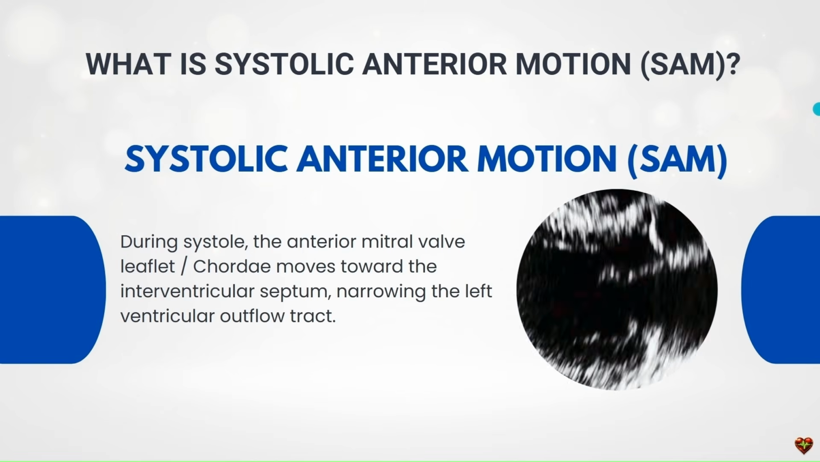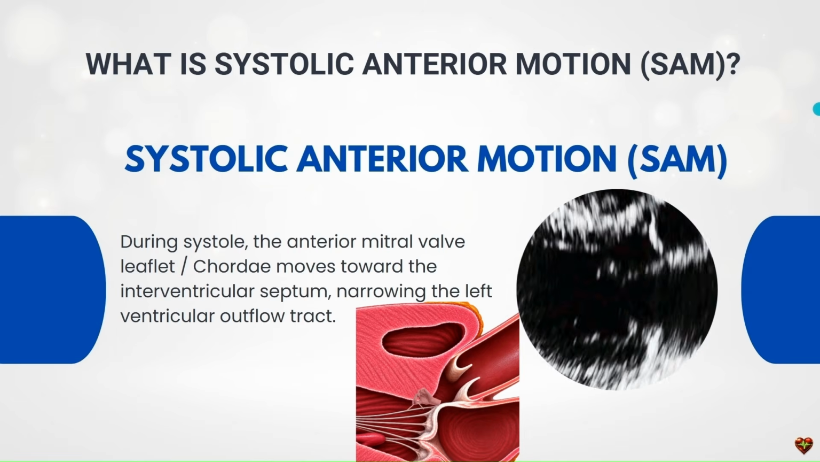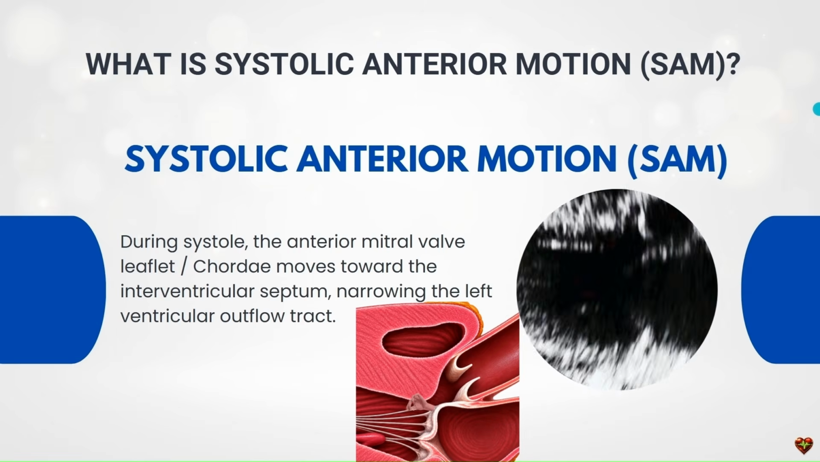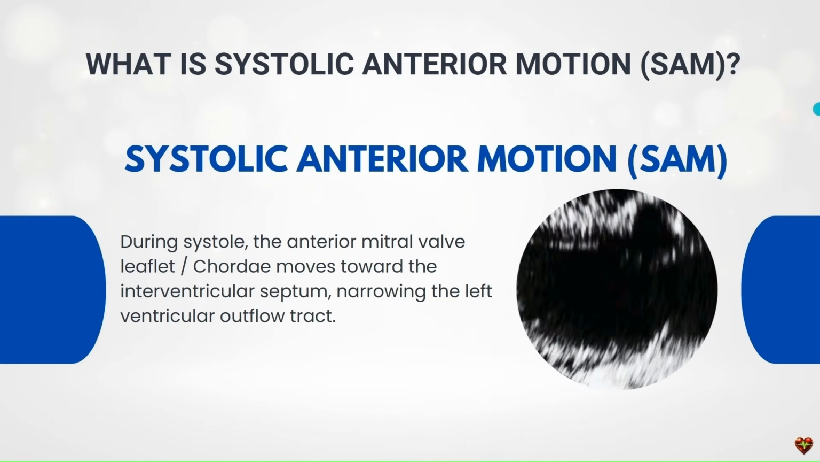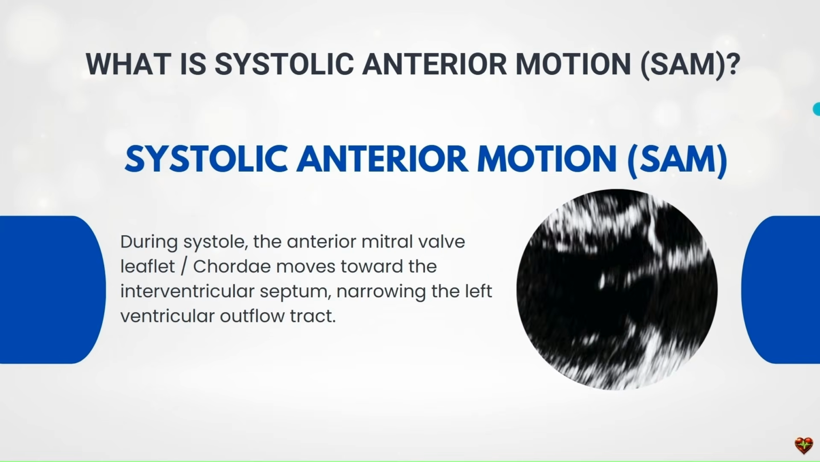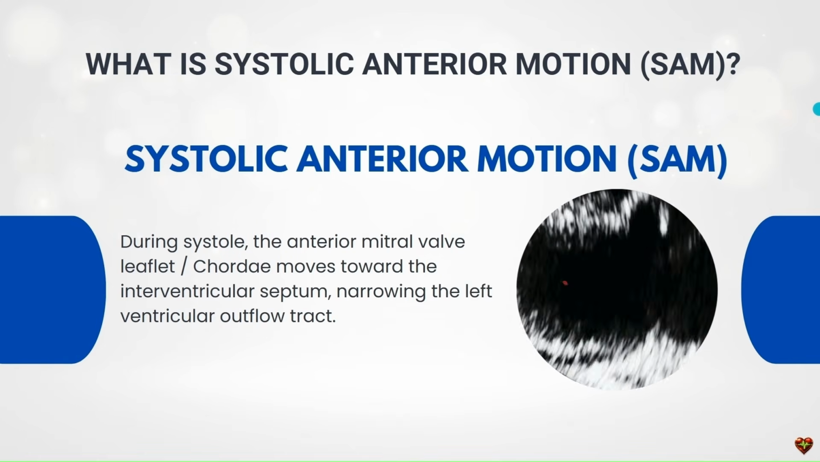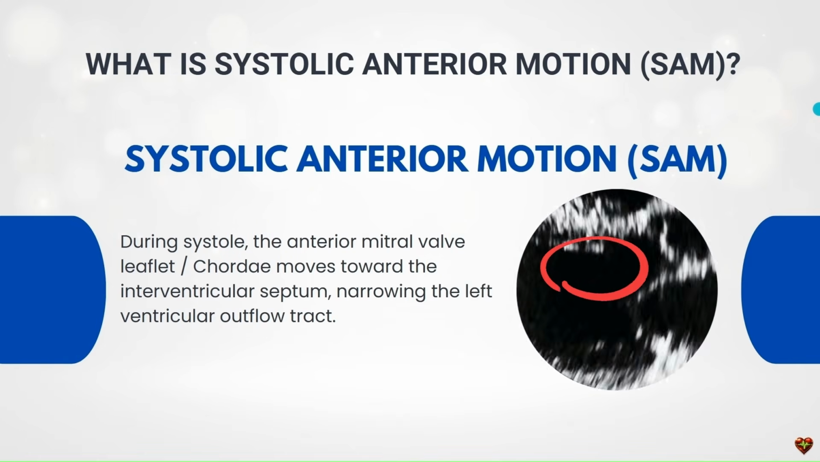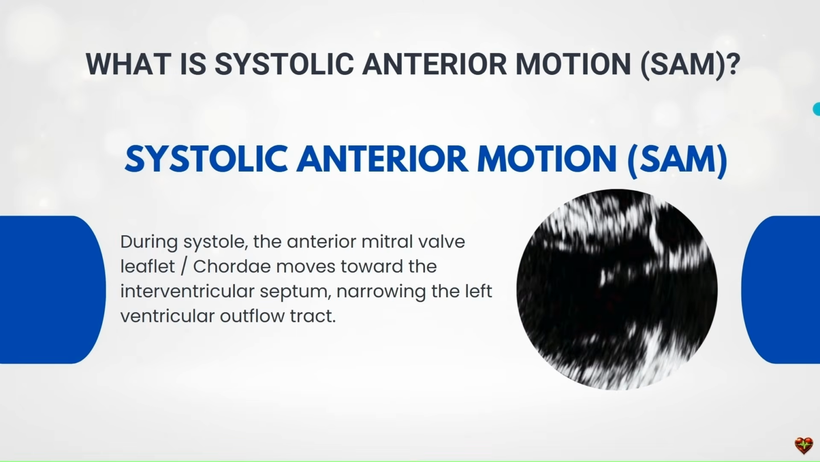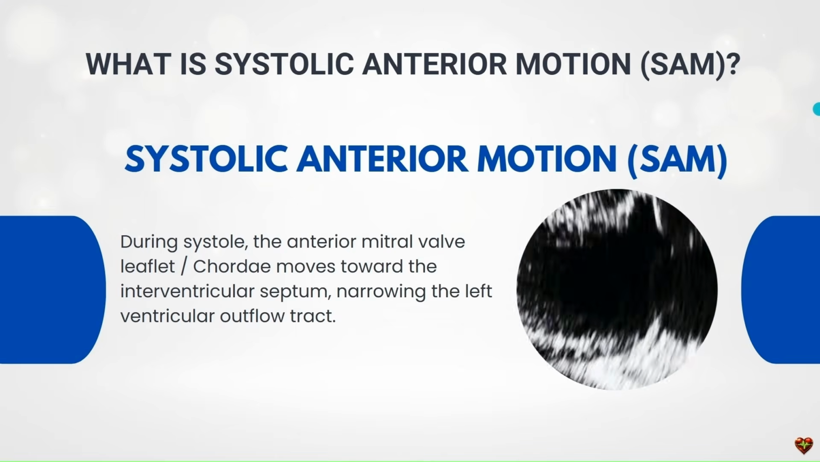Systolic anterior motion occurs when the anterior leaflet of the mitral valve, or the chordae, moves towards the interventricular septum during systole. Normally, the mitral valve closes and stays well away from the outflow tract. In HOCM, however, the leaflet or parts of it is pulled or pushed towards the septum as the ventricle contracts. That movement narrows the pathway through which blood must leave the ventricle.